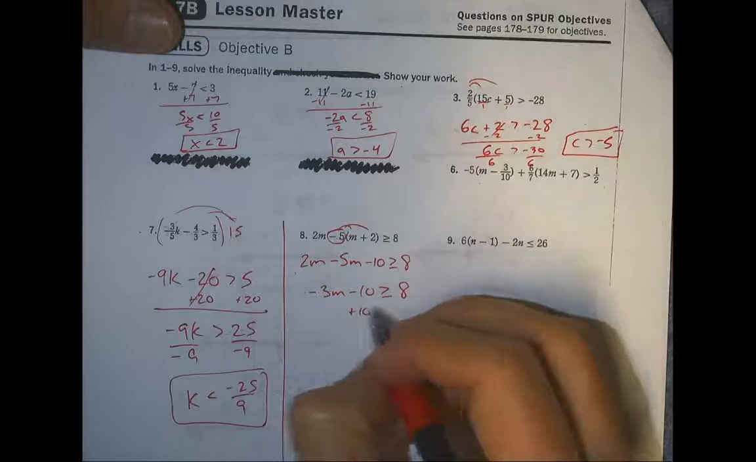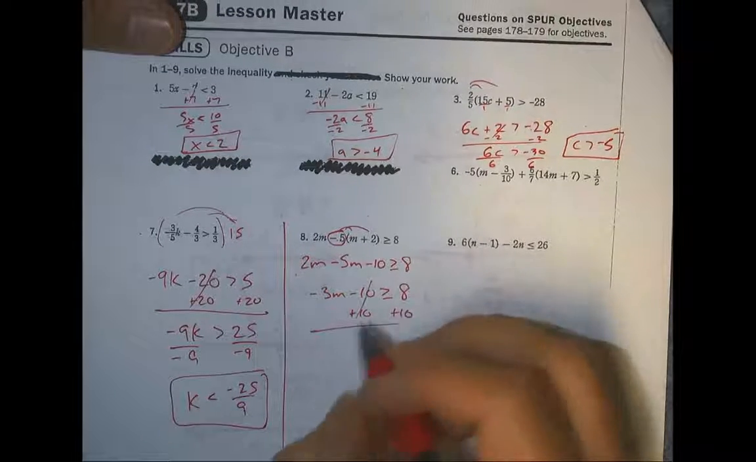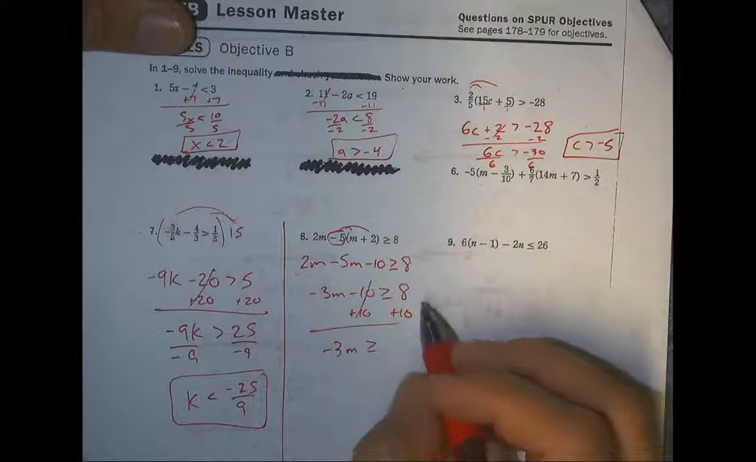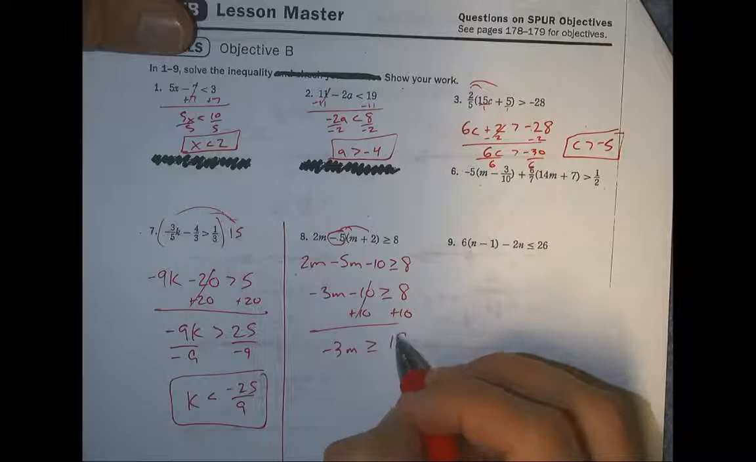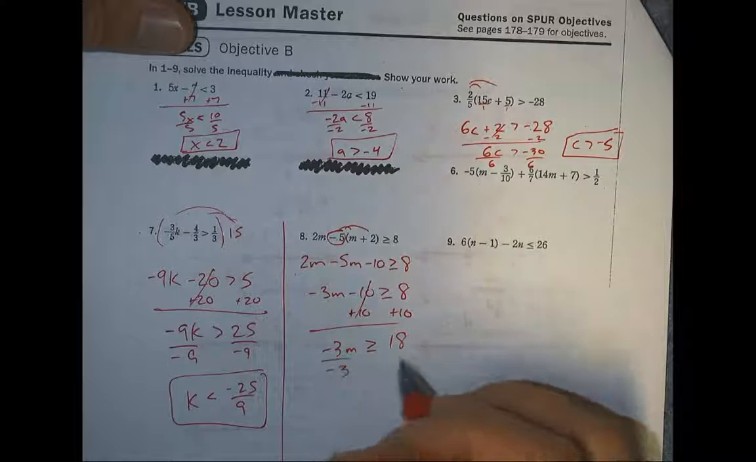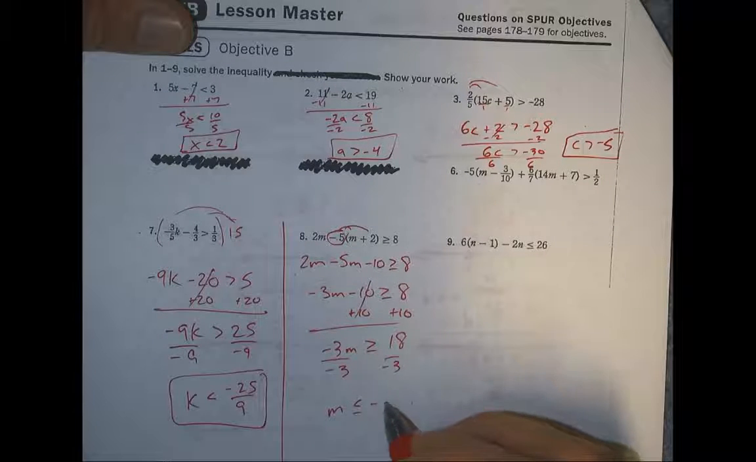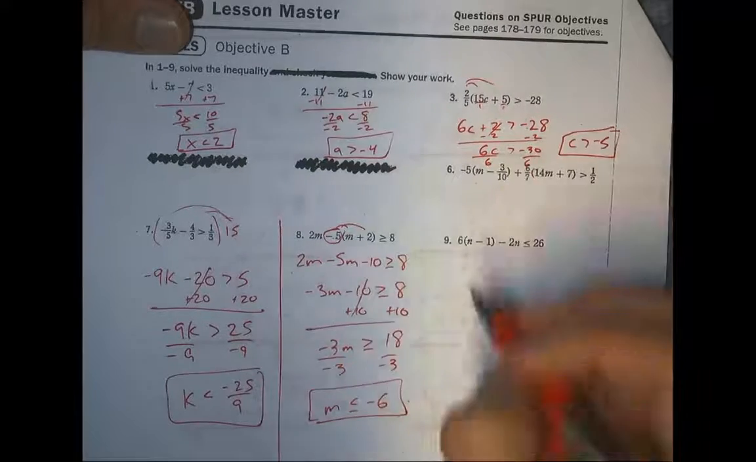So I'm going to go ahead and add 10. So I have negative 3m when I divide by that. I will have to flip. Not yet though. So that's 18. Divide by negative 3. Now I have to flip because I divided by a negative, and that's negative 6.